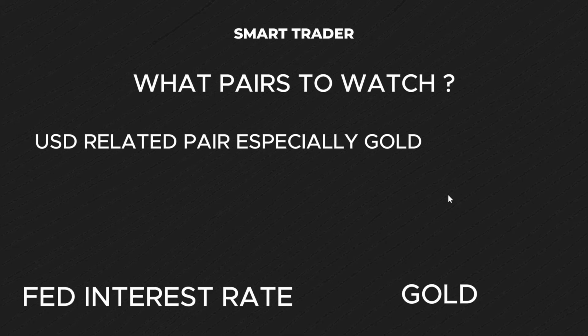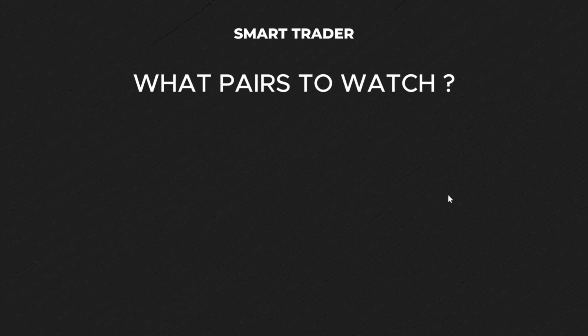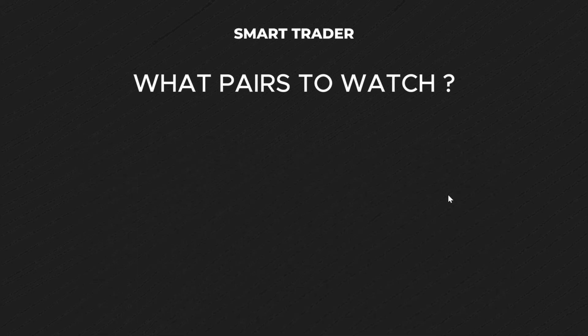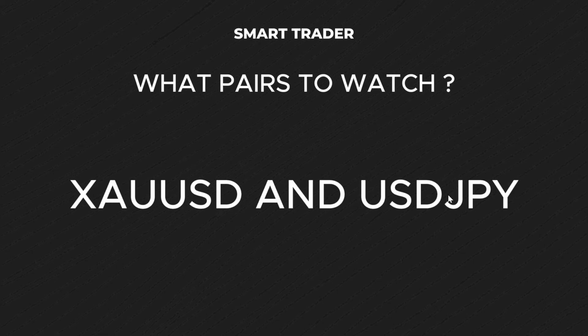All right. So we will mainly look for buy setups on this type of pairs, especially gold, and we will also look for sell opportunities on these other types of pairs, especially USD JPY. Now let's open up our chart and see what we can get on these two pairs.